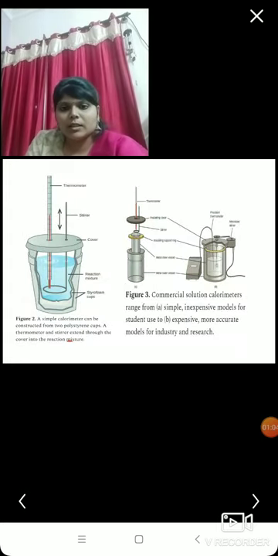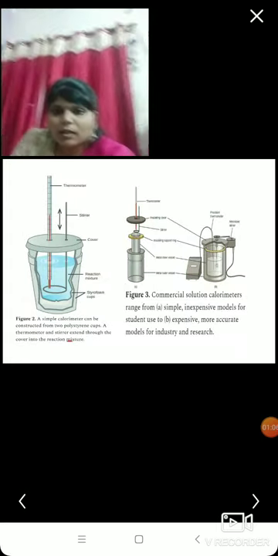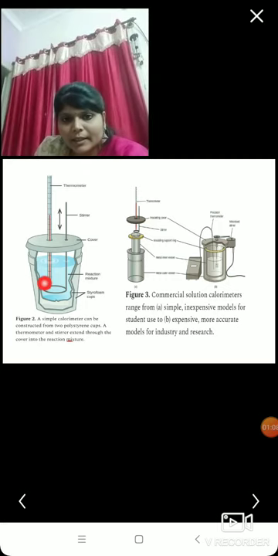See, this is the calorimeter wherein you can see the thermometer is placed here, and this is the substance inside the solution, so that the heat cannot travel outside or inside. It is completely insulated. And whatever reaction is happening, whether it is an exothermic or endothermic reaction, the reaction is happening and the temperature is noted down with the help of the thermometer.